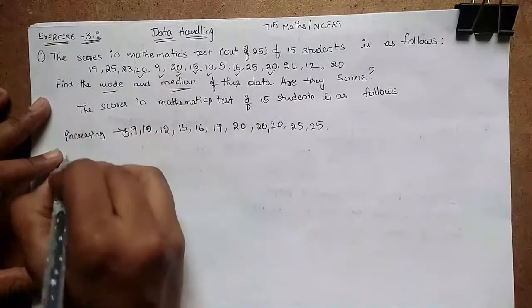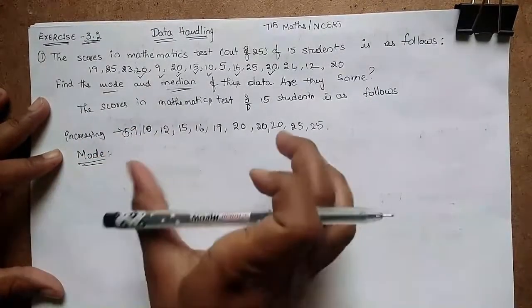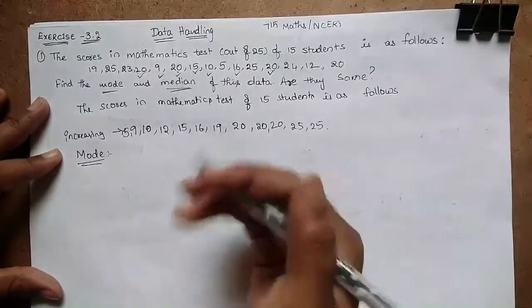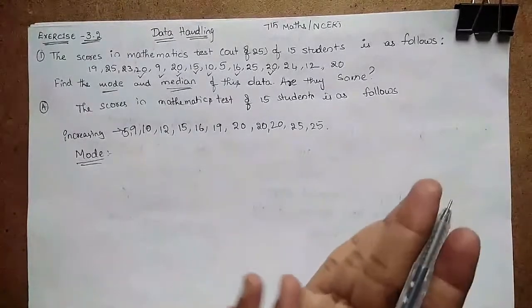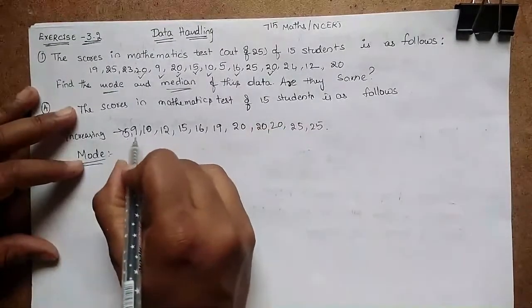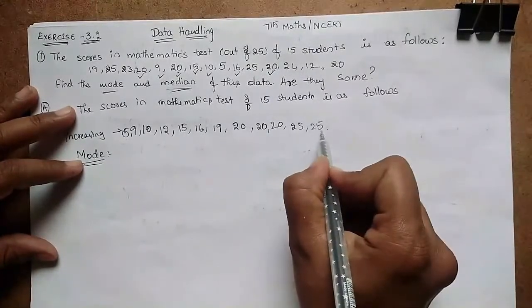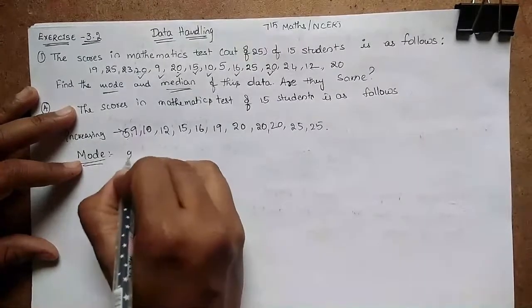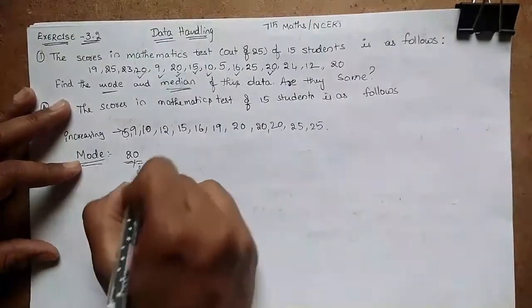Next, moving into the mode. Mode is nothing but how many numbers are repeated or occur at a time. So here see 5 one time, 9, 10, 12, 15, 16, 19, 20 is 3 times and 25 is 2 times. So the mode is 20 because it repeated 3 times. So the mode was 20.